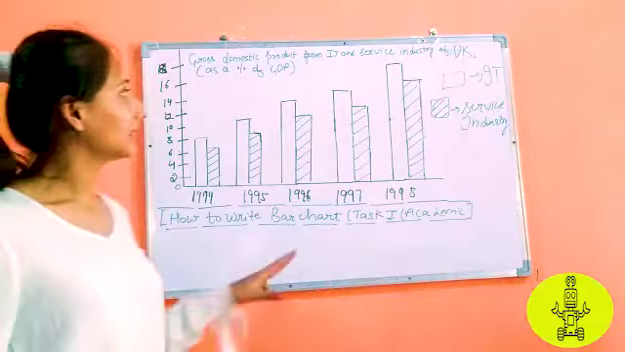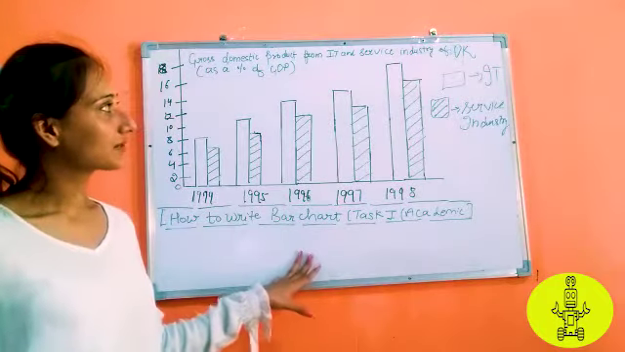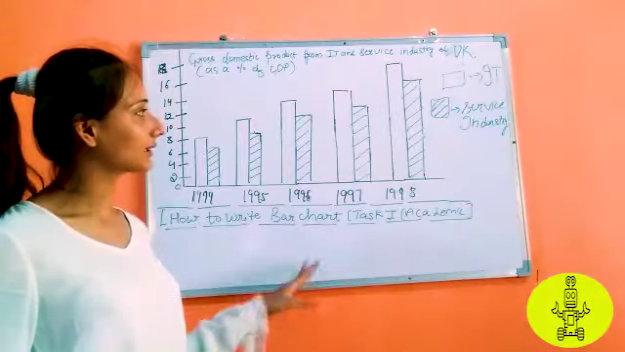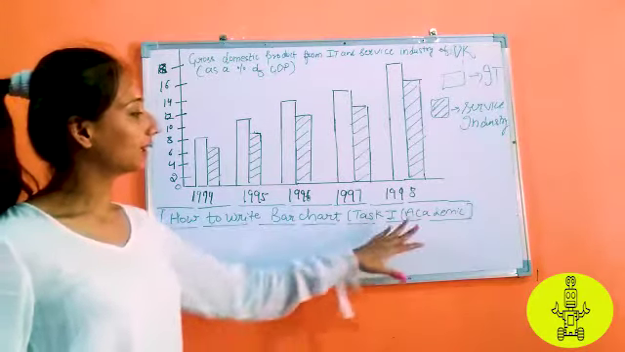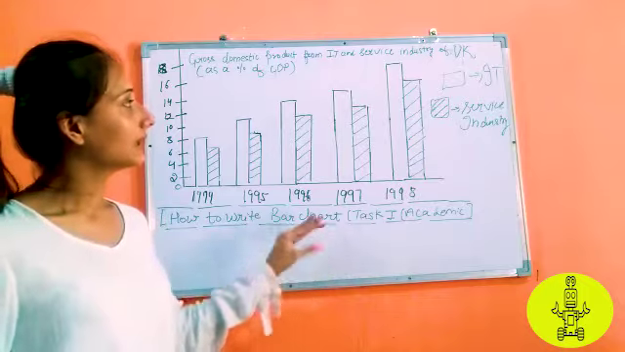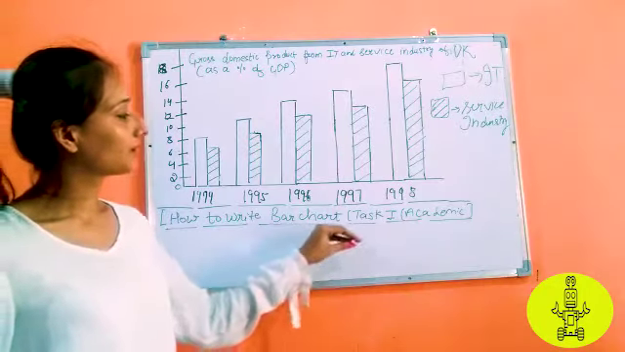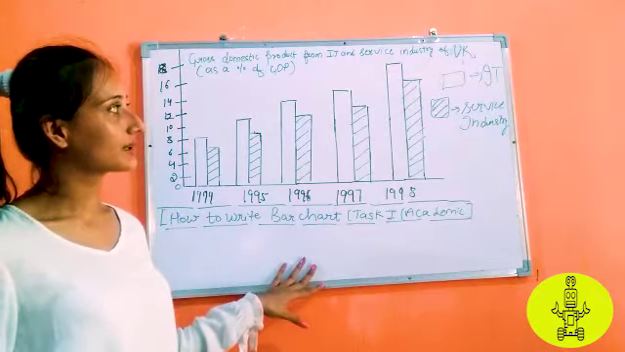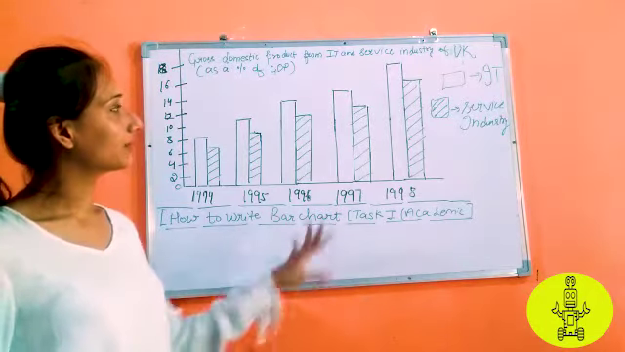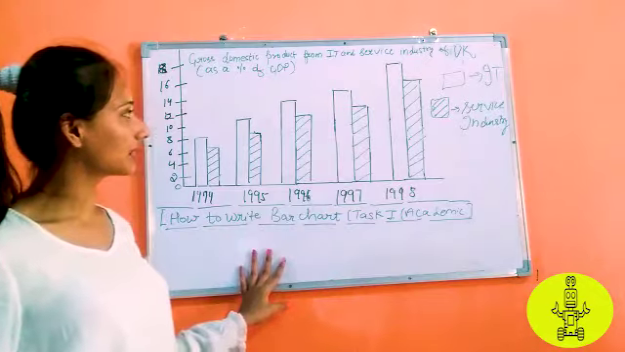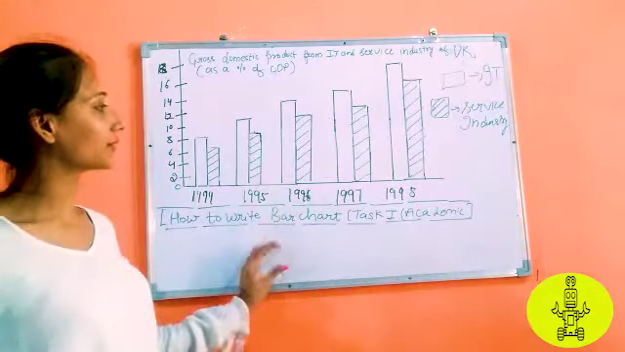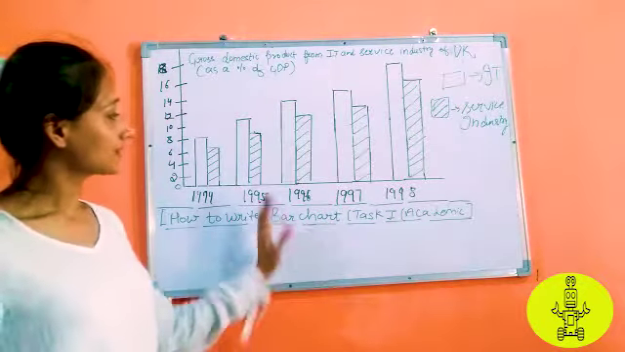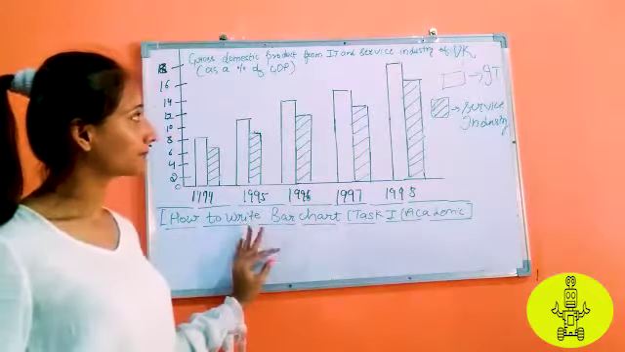So what exactly is Task 1? Task 1 is to summarize the whole information that they provide you. They can provide you a bar chart, pie chart, line graph, diagram, process, or flow chart. They can provide you any. You need to summarize the information and then write it down. As you can see, this is the bar chart.